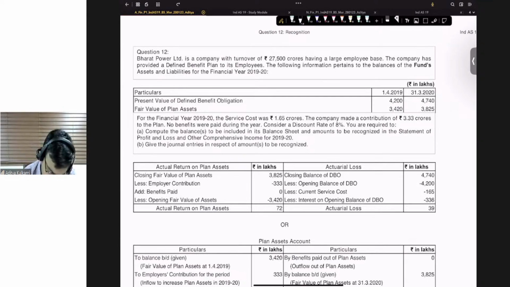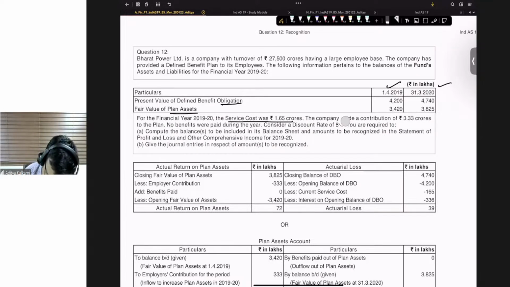What are you given? You are given present value of defined benefit obligation opening as well as closing. You are also given fair value of plan assets opening as well as closing. For the financial year 19-20, the service cost was 1.65 crore. Service cost means what? It is increasing the obligation. Employees have provided service for an obligation to get in the future. So therefore it increases the obligation.